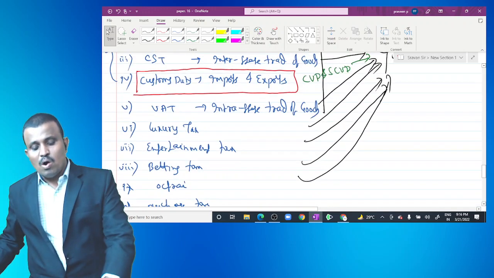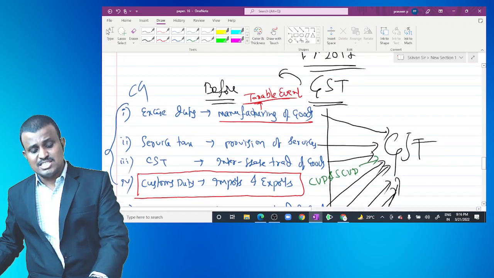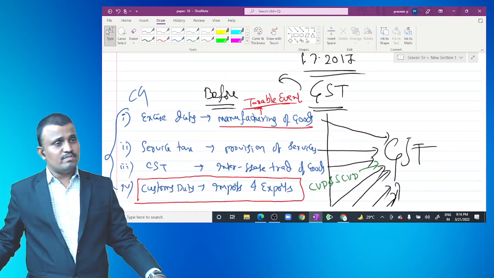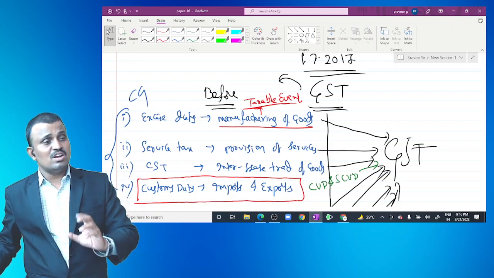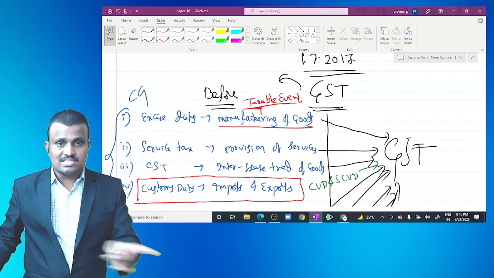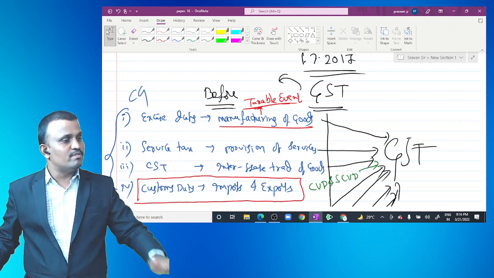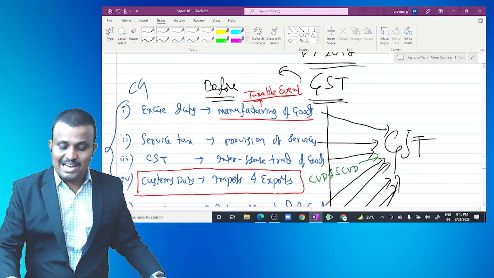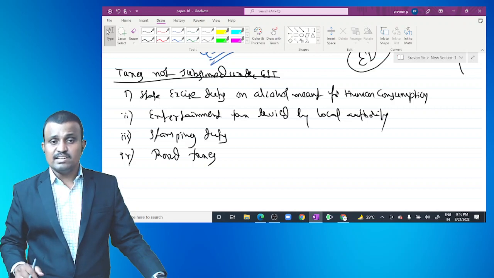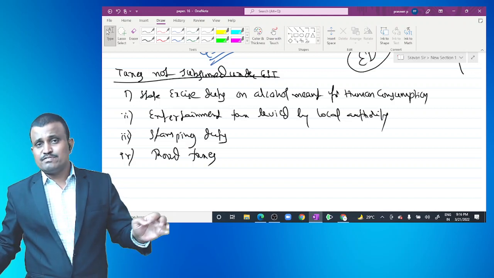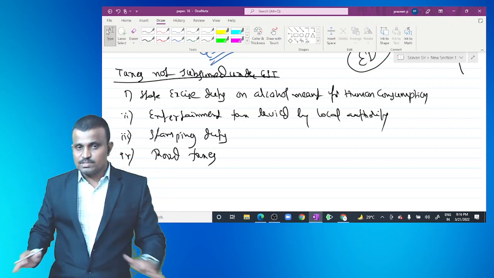So the above all, majority of the indirect tax which was levied before 1/7/2017 are subsumed under purview of GST, but only some taxes are not subsumed. So don't say all taxes subsumed under GST. We have to say majority of the taxes subsumed under purview of GST. Only few taxes are not subsumed. Clear?